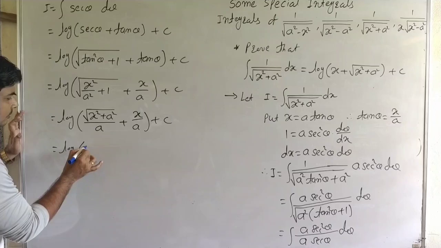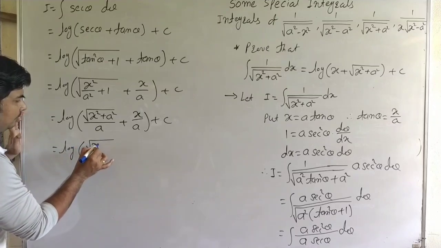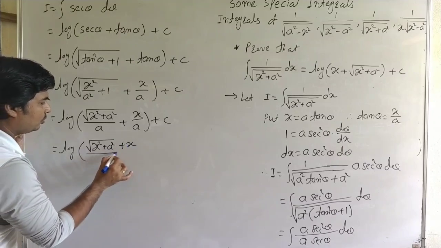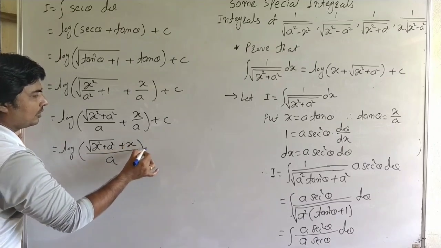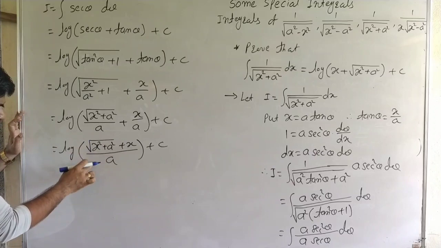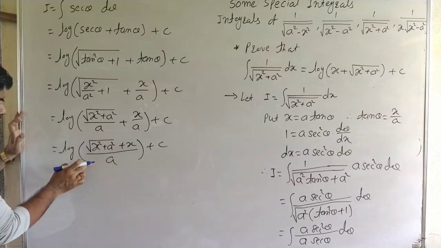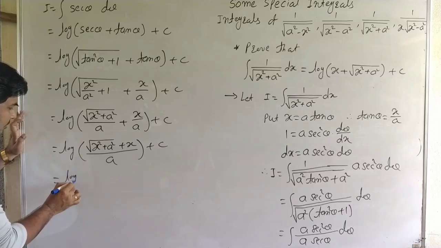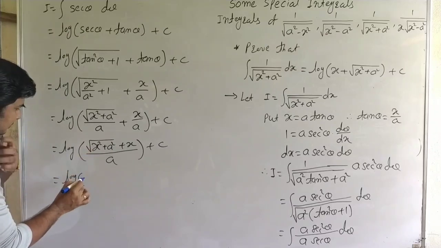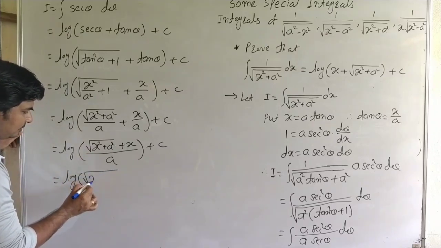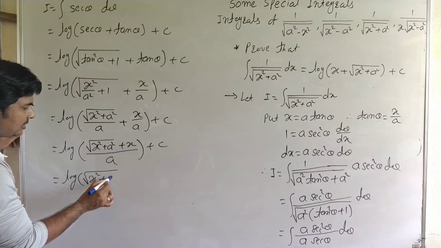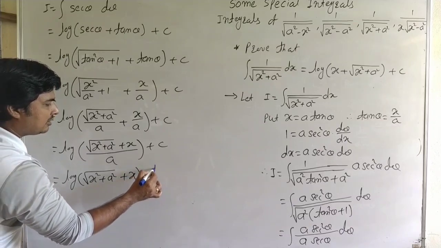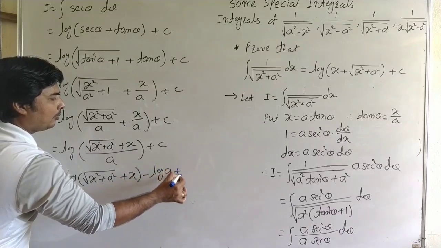log of under root x square plus a square plus x whole upon a plus c. Again here we use the property of logarithm. Then these two terms are in division, so separate the log with a minus. Therefore log of under root x square plus a square plus x, minus log a plus c.